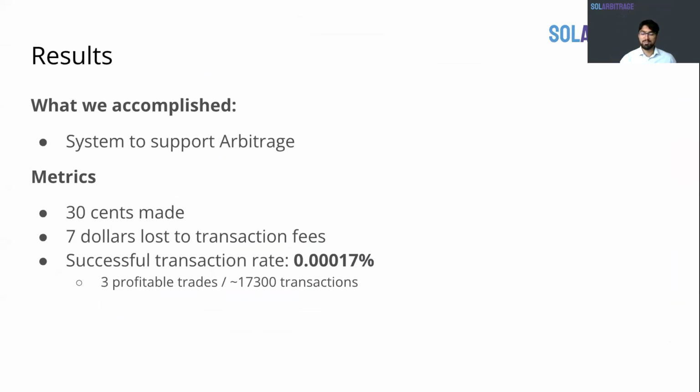Awesome. So ultimately what we showcased is that we built a system to support arbitrage. Now, being completely transparent about our metrics: we've made 30 cents so far, and we've lost $7 on transactions. However, it's been a lot of trial and error. We've sent multiple transactions, but we've learned a lot throughout the process.